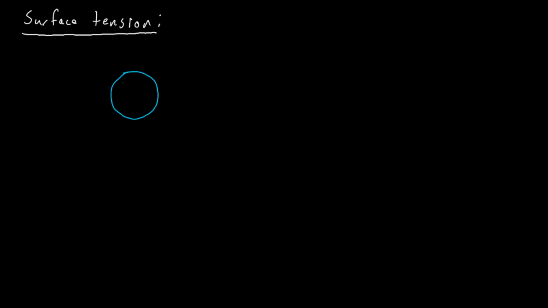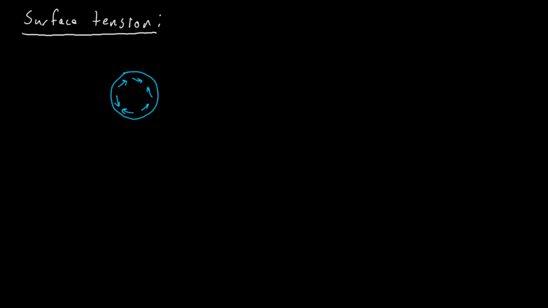So if we look at the droplet here, we would have surface tension that is trying to keep the water molecules connected with each other. That's what the surface tension is. And it causes it to bead up into this nice spherical shape.